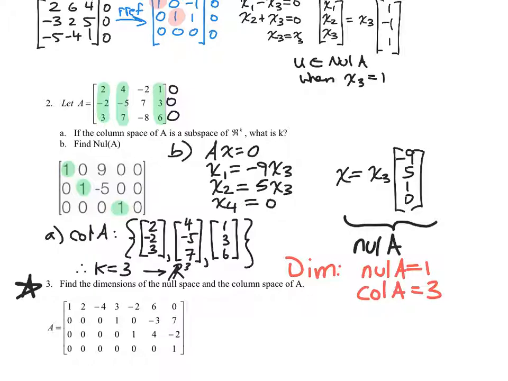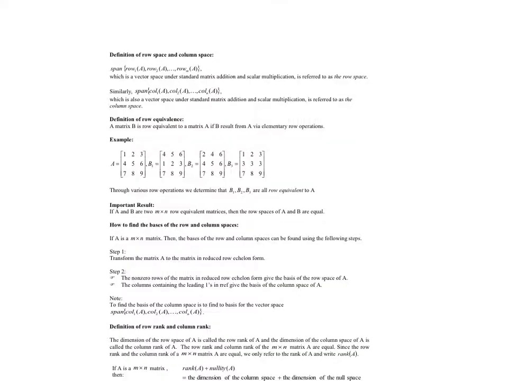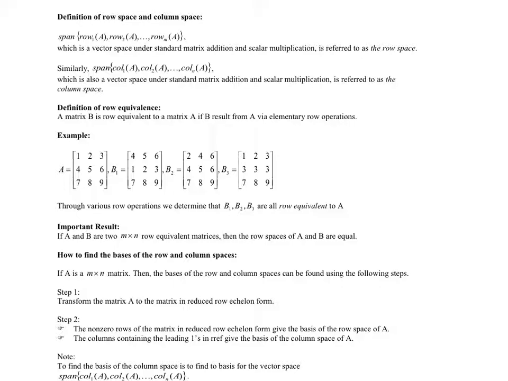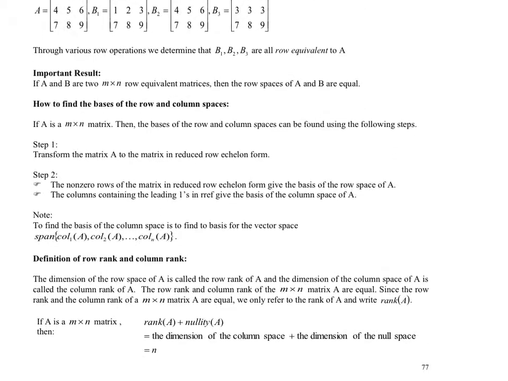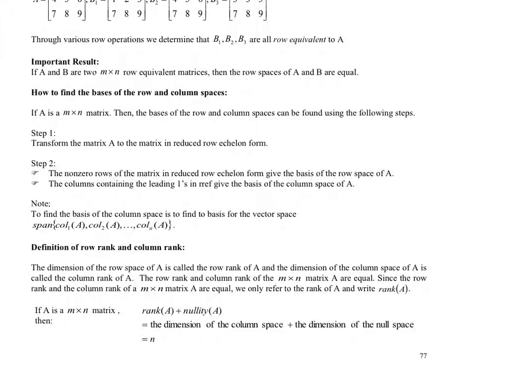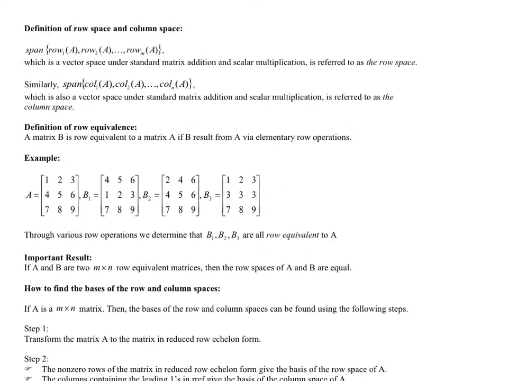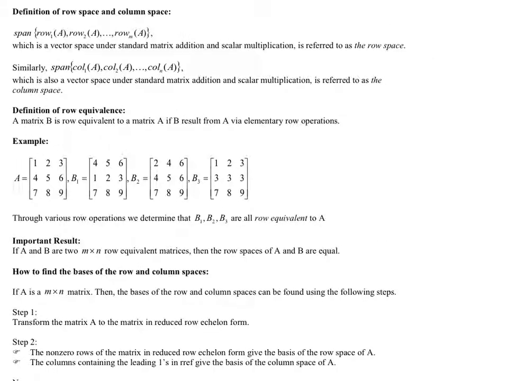All right, so row space and column space, and rank, row rank and column rank, it's all pretty straightforward stuff. It's just procedural. We've already covered this. It's just a question of the vocabulary. Row equivalence.